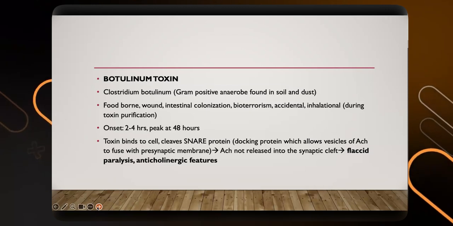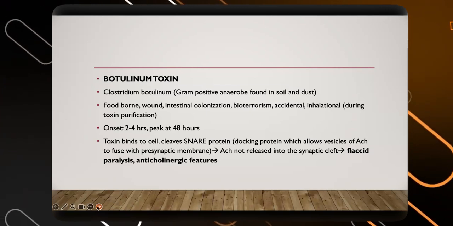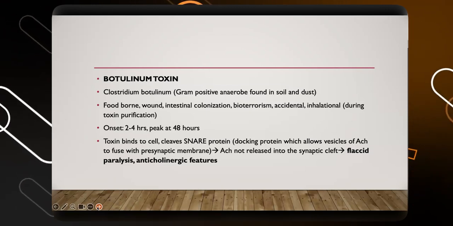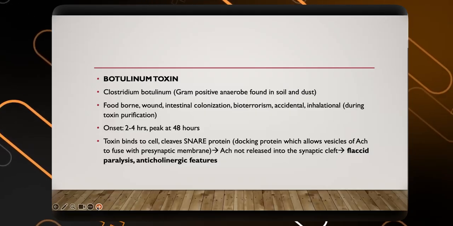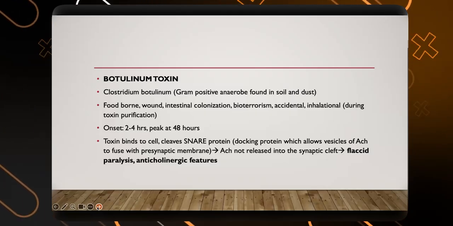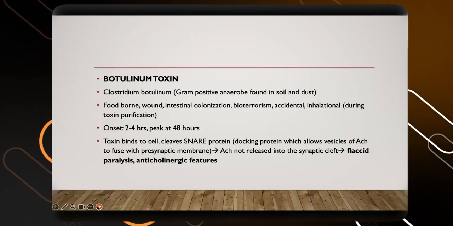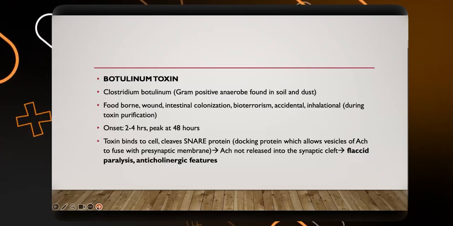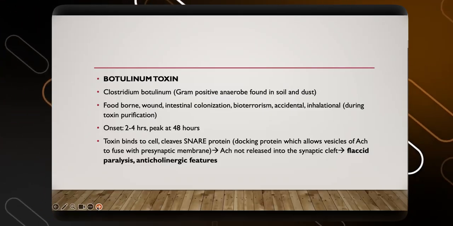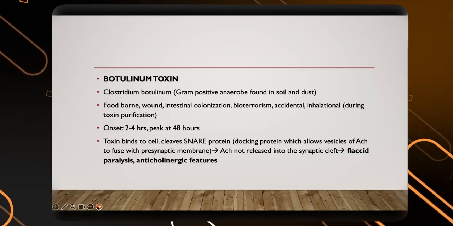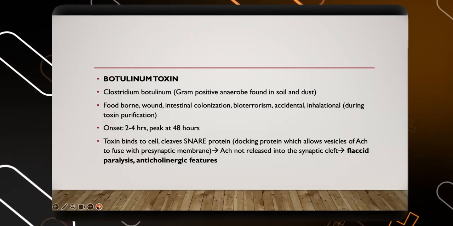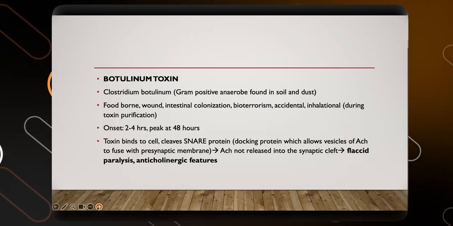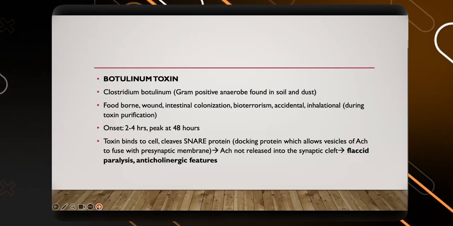So the typical onset is 2 to 4 hours and it peaks at 48 hours. And the mechanism of action of botulinum toxin is it binds to the cell and cleaves the SNARE proteins, which is the docking protein, which allows vesicles of acetylcholine to fuse with the presynaptic membrane. As a result, acetylcholine is not released into the synaptic cleft, and this leads to flaccid paralysis and anticholinergic features.